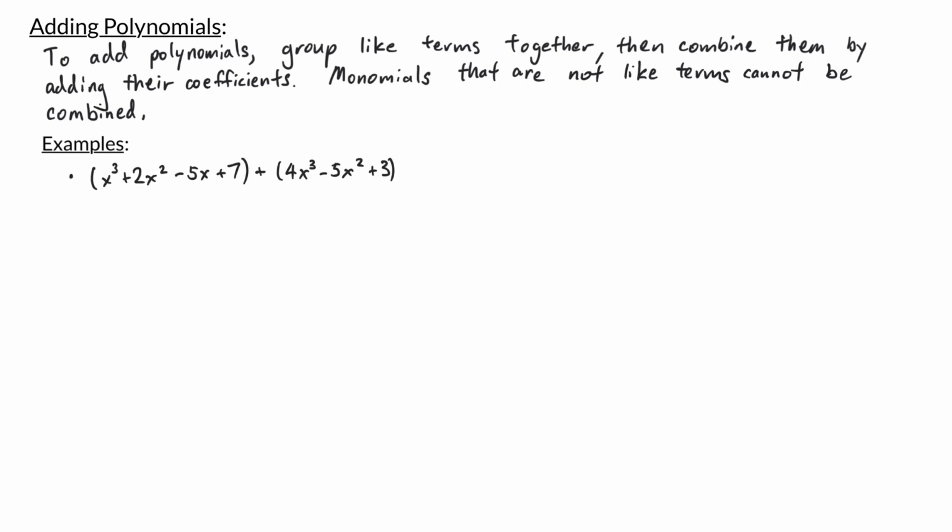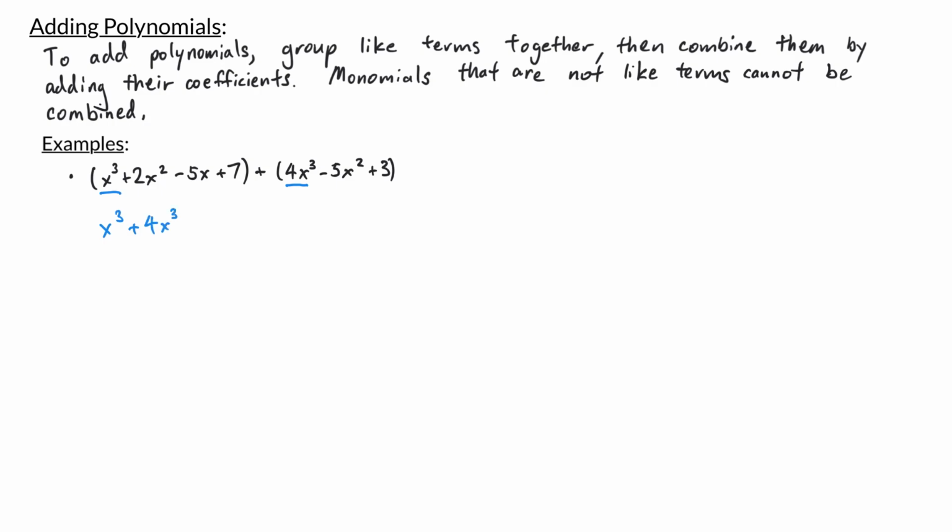In our first example, we have the polynomial x cubed plus 2x squared minus 5x plus 7 added to the polynomial 4x cubed minus 5x squared plus 3. The first thing that we'll want to do is group any like terms together. In our first polynomial, let's start with this x cubed. I want to look at my second polynomial and see, do I have any like terms to x cubed? And it looks like we do. We have a 4x cubed here. So I'm going to write x cubed plus 4x cubed together.